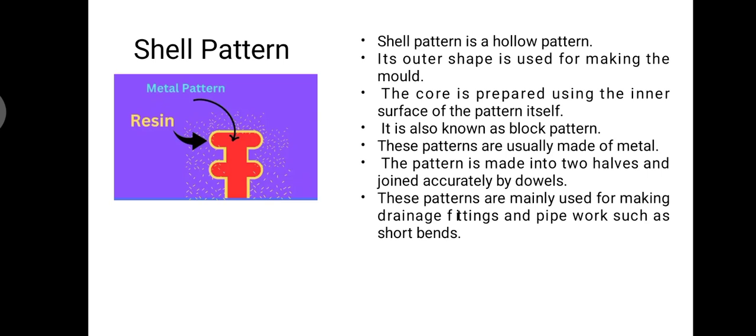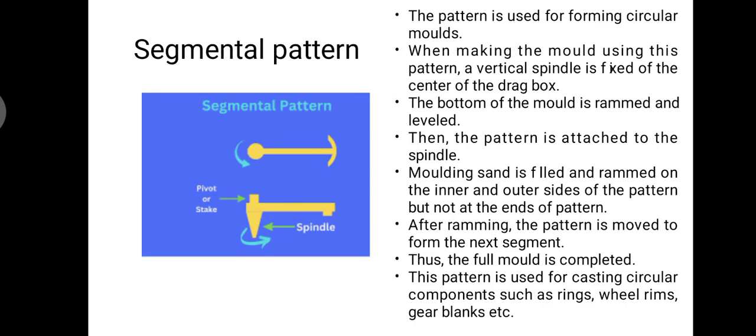Next one is shell pattern. A shell pattern is a hollow pattern. Its outer shape is used for making the mold. The core is prepared using the inner surface of the pattern. It is also known as block pattern. These patterns are usually made of metal. The pattern is made in two halves and joined accurately by dowels. These patterns are mainly used for making drainage fittings and pipe work such as short bends.